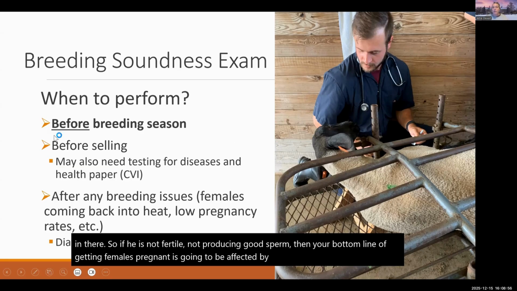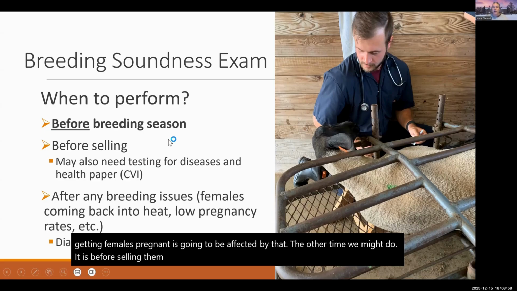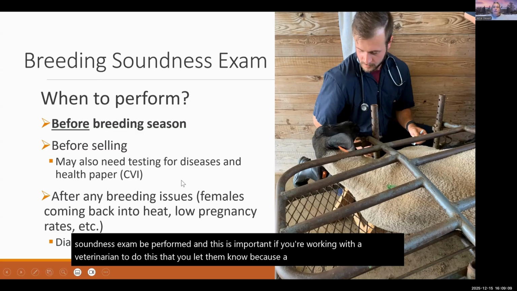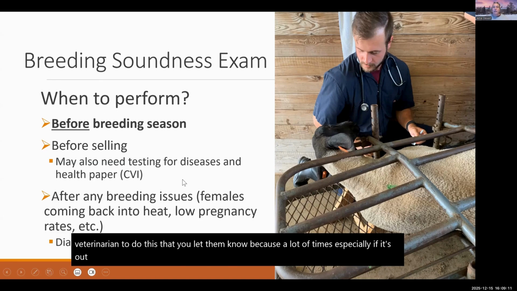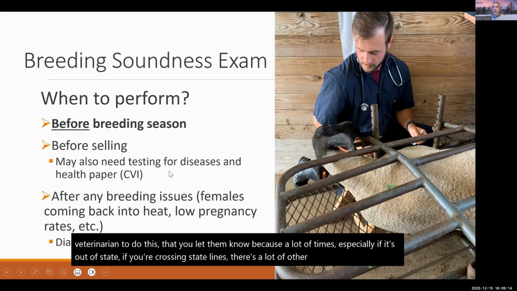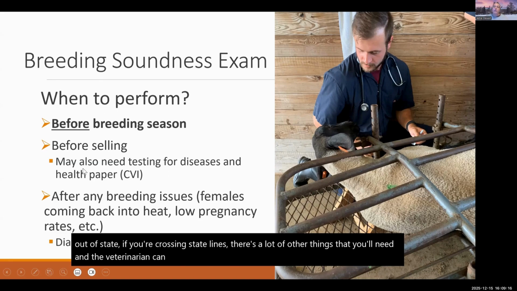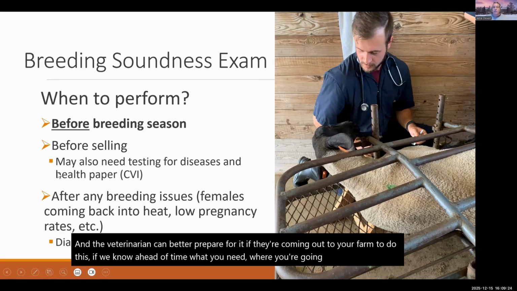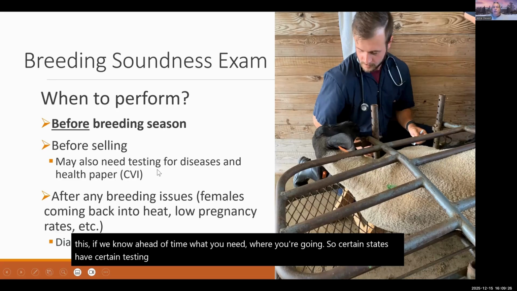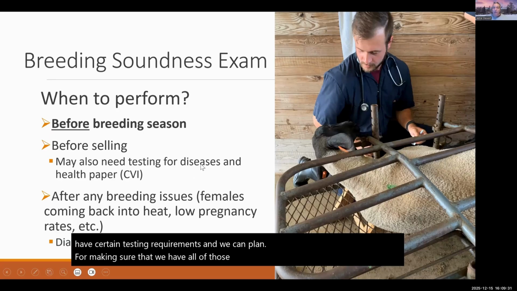The other time we might do it is before selling them. You might have a buyer that's requested a breeding soundness exam be performed. And this is important if you're working with a veterinarian to do this, that you let them know, because a lot of times, especially if you're crossing state lines, there's a lot of other things that you'll need, and the veterinarian can better prepare if they're coming out to your farm if we know ahead of time what you need and where you're going. Certain states have certain testing requirements, and we can plan for making sure that we have all of those boxes checked when we come out there.